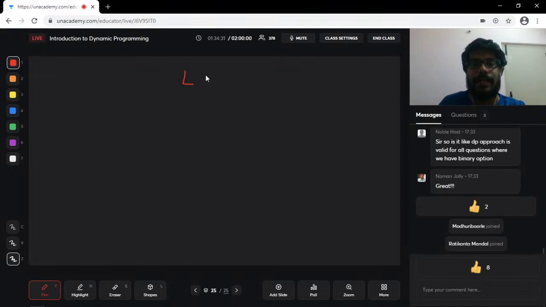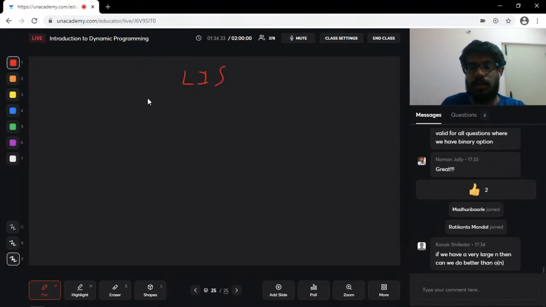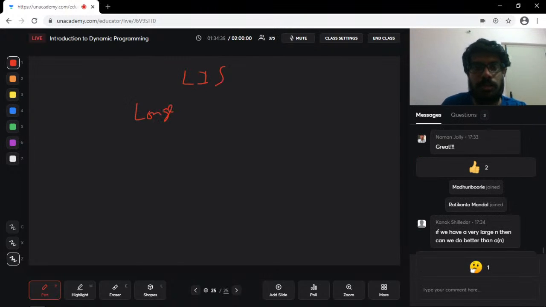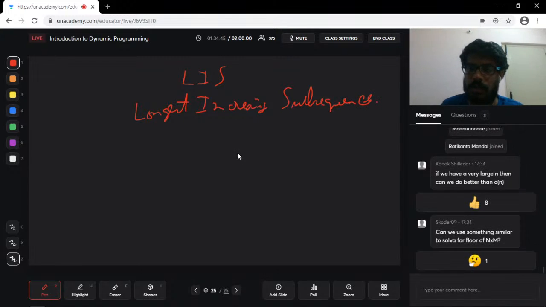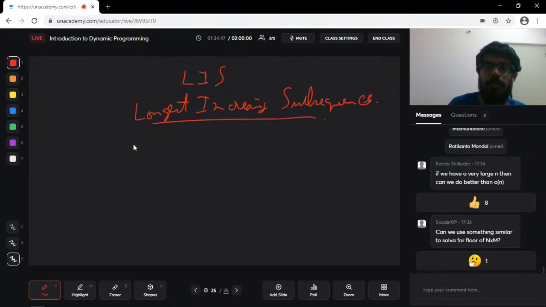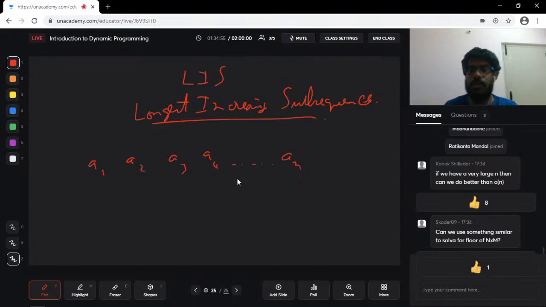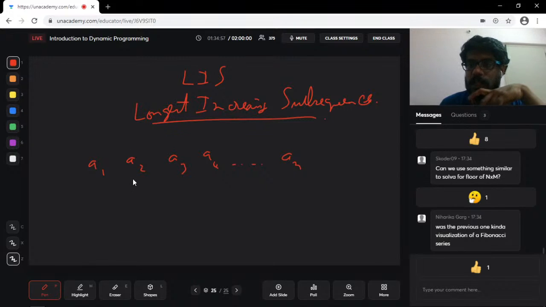This is called LIS. This is longest increasing subsequence. Okay. What is this problem? This problem is you're given an array which is A1, A2, A3, A4, up to AN. You want to find a subsequence of this, right?